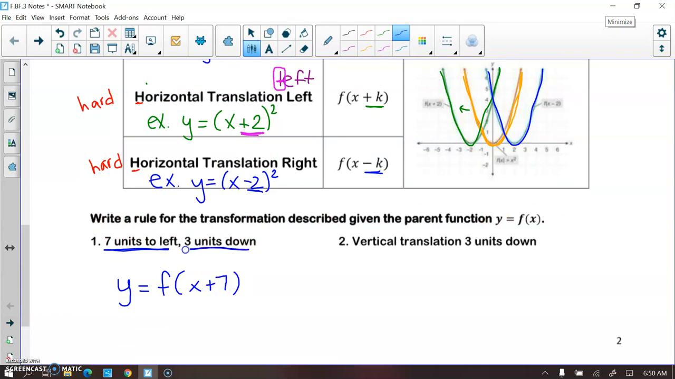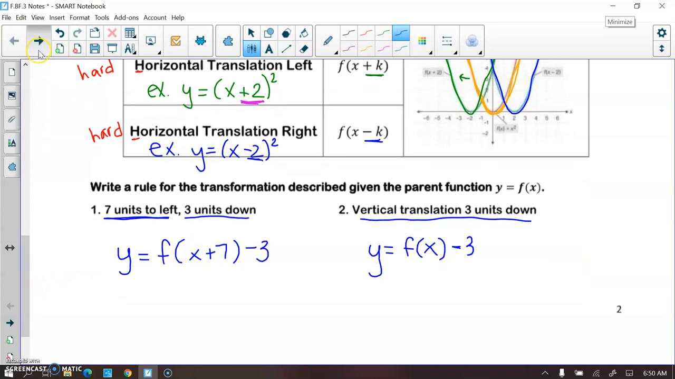And then we're doing 3 units down. So vertical translations are exactly what you would think it would be. If we're translating down, we're subtracting 3 on the outside of my function. That is my rule. Looking at number 2, I'm going to do a vertical translation 3 units down, and that's it. So I don't do a left or right translation, so I'm just going to leave my f of x as f of x, and my minus 3 is going to be on the outside of my function because it's a vertical translation. All right, moving on to the next page.